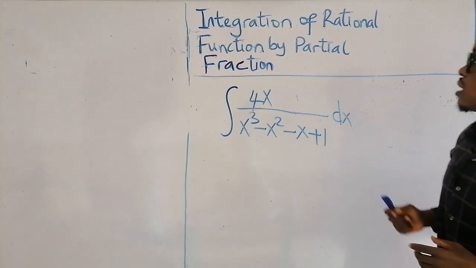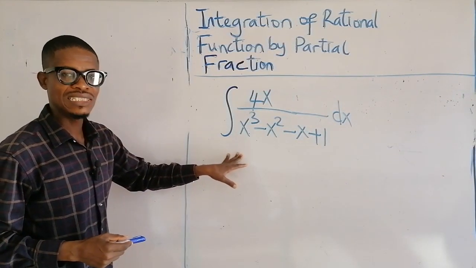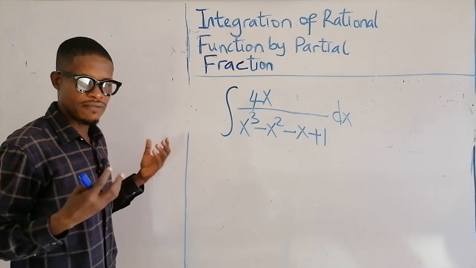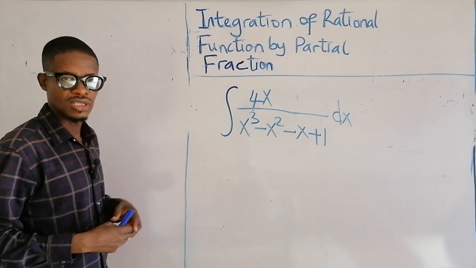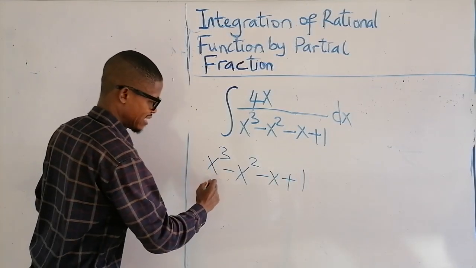Back. We're still on integrations of rational functions. So we're going to use this question to explain how to solve repeated linear factor at the denominator. Okay, so let's look at the denominator. This is what we have. Okay, so we can factorize this.